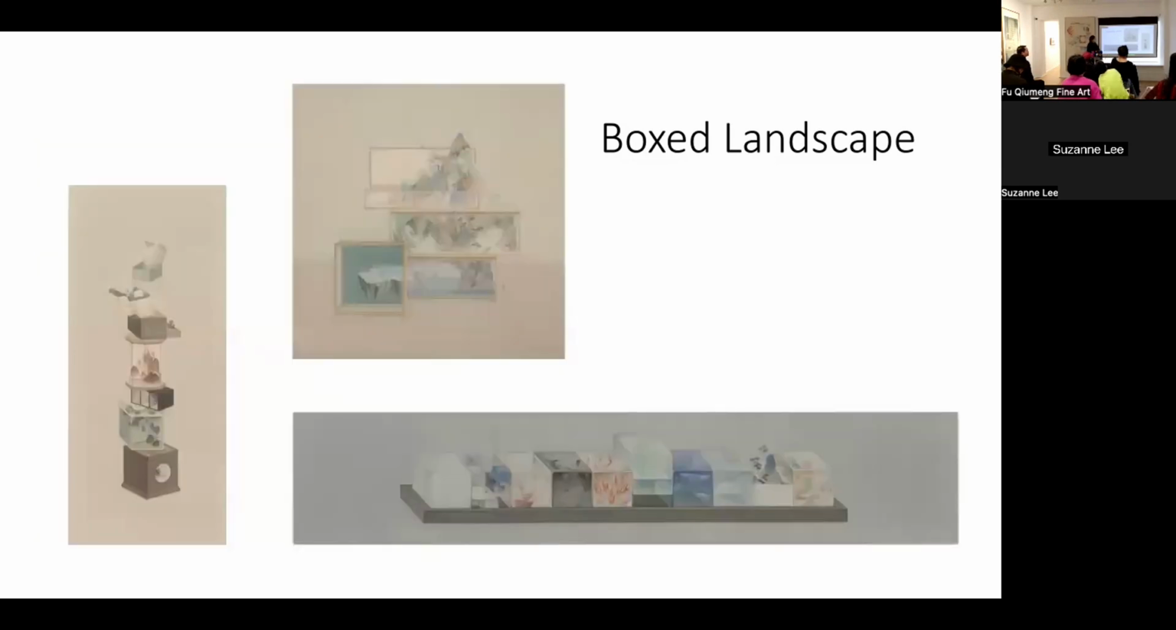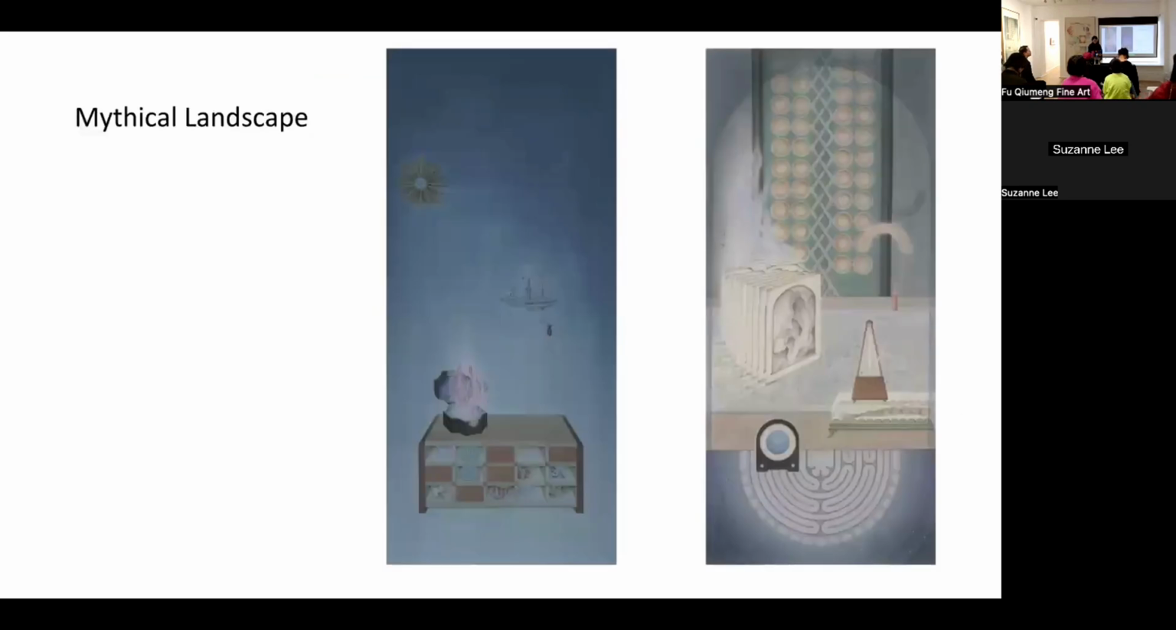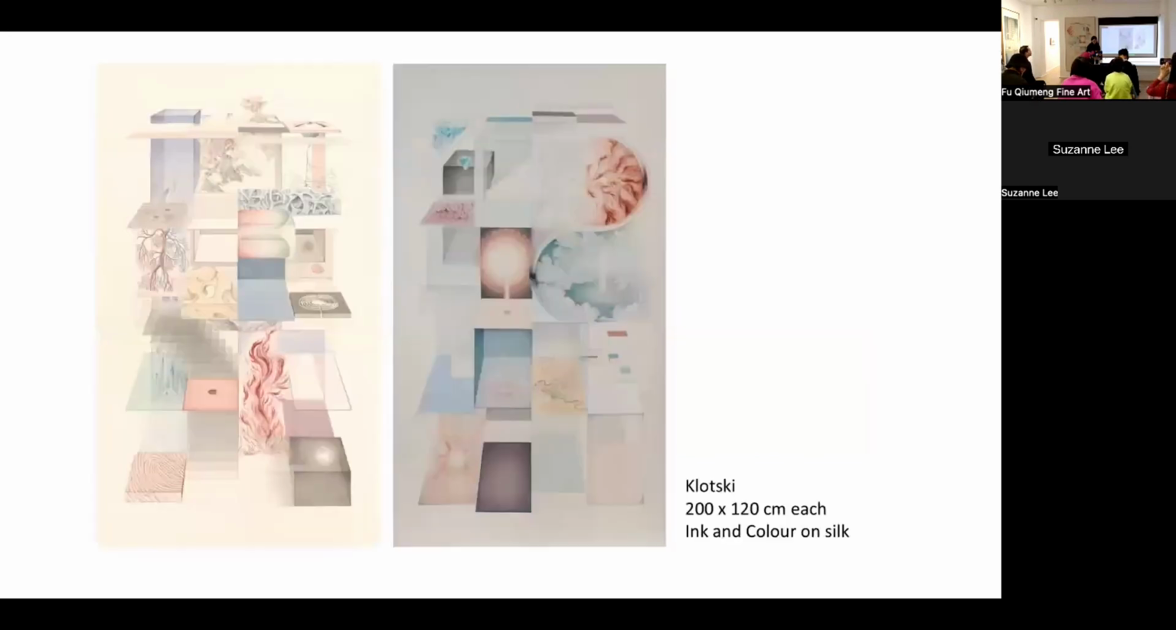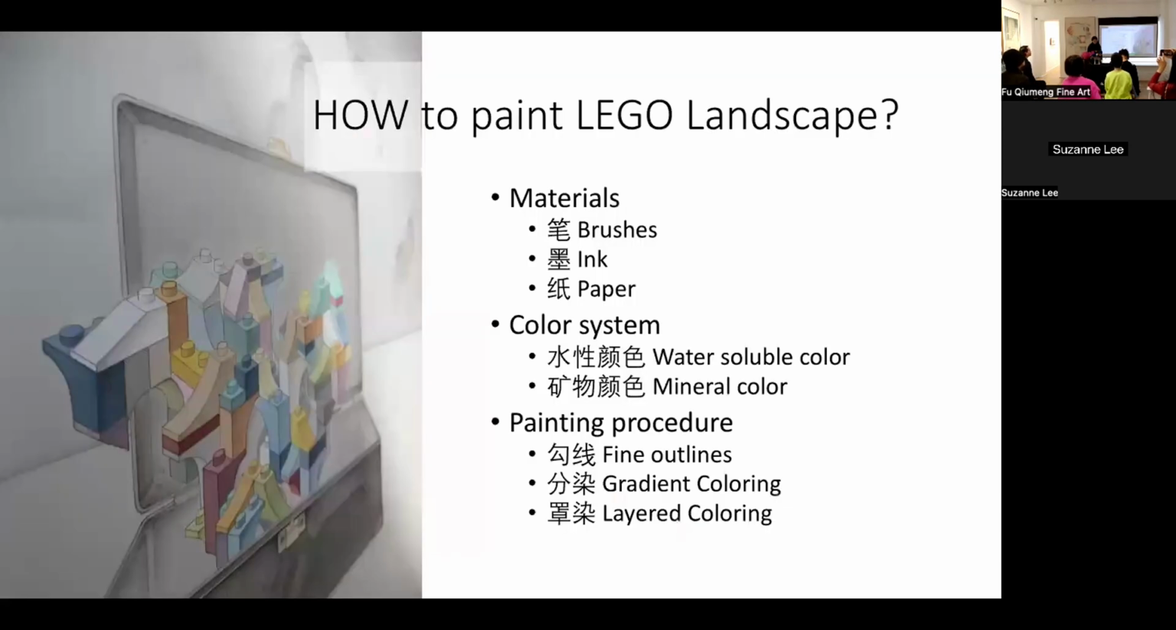And also this is a combination of different boxes, and I move on not only about landscape, but also about maybe some scientific objects into the box, to create more meanings in the series. And this is the mythical landscape series. This is the Klotsky series, also shown in our exhibition.